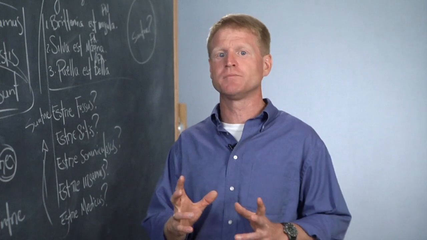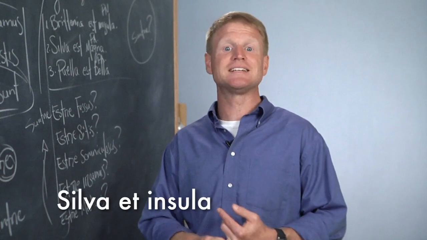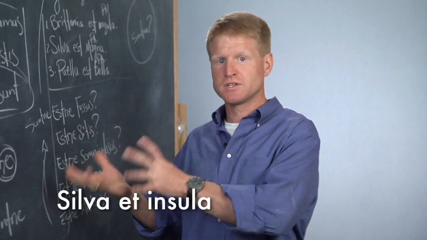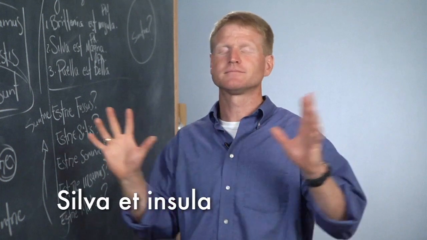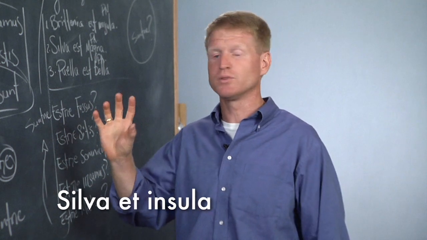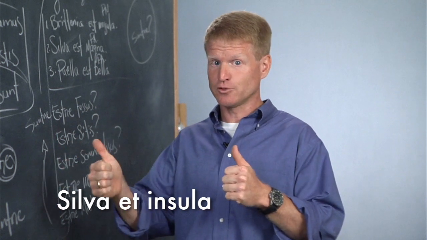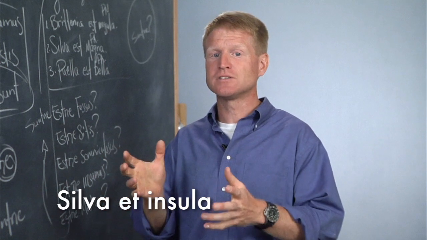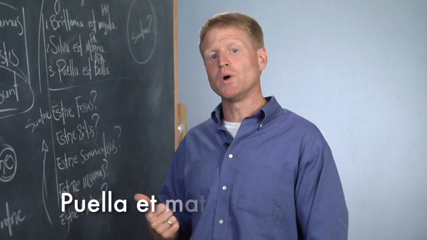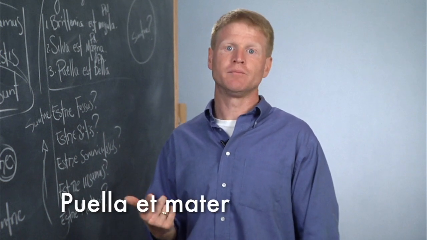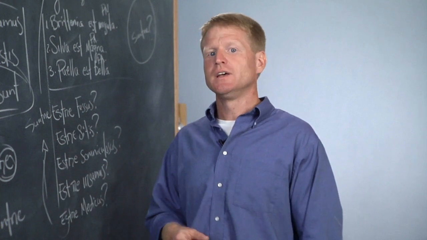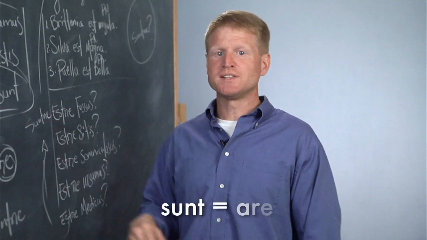Let's change it. Let's add another word in there. So Silva et insula. Now we have two words, so we have to have the singular verb to go with our singular subject. I'm sorry. That was all wrong, kids. We have to have a plural verb to go with our plural subject because we have Silva et insula. So Silva et insula sunt magnae. They are big. Puella et mater, the girl and her mom, sunt bellae. They are beautiful. Est means is, sunt means are.